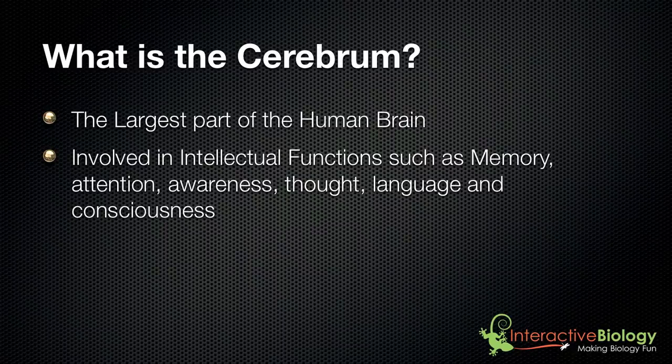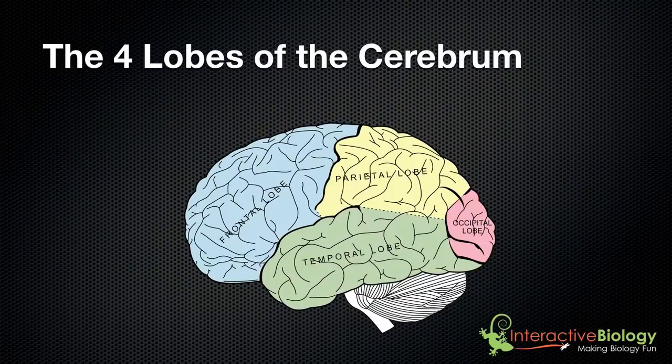So let's take a look at the four lobes of the cerebrum. We have the frontal lobe, the parietal lobe, the occipital lobe, and the temporal lobe. Once again, that's the frontal lobe, parietal lobe, occipital lobe, and temporal lobe. And let's look at what they're involved in.